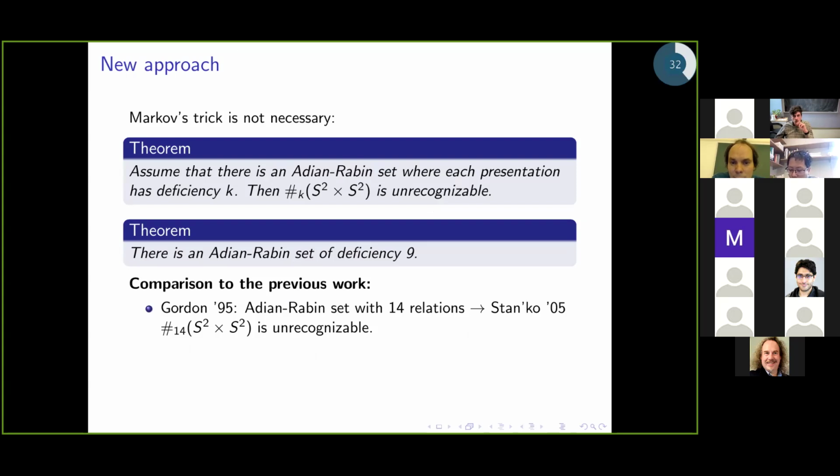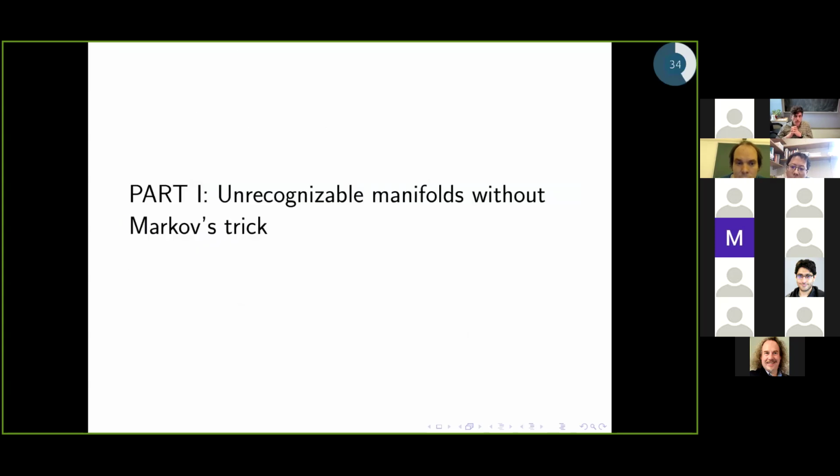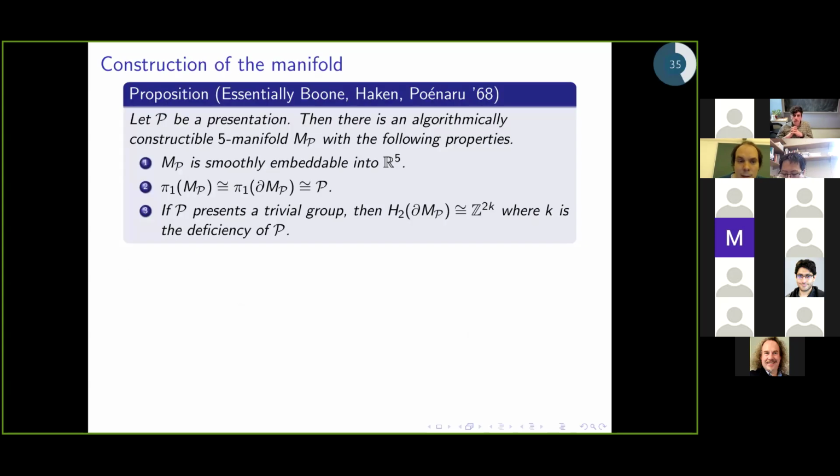Okay, so let me first try to explain this first theorem, that actually it's sufficient to use deficiency, and for this I describe the steps that I mentioned in more detail. For this, let me actually start with something that I called step 2, which is construction of the manifold.